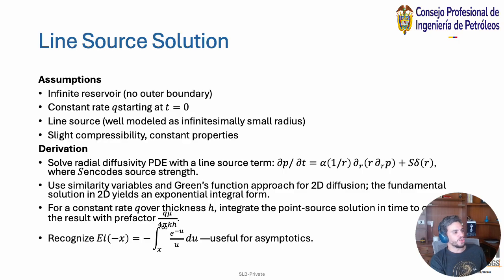This is basically the Green's function solution. So you start with the radial diffusivity equation, and you add a source term representing the well. Mathematically, that's a delta function at r equals 0. And then you're solving using similarity variables and integral transforms. Finally you get this exponential integral form, which is fundamental to 2D diffusion, the kernel integrated over time for a given constant rate, right?